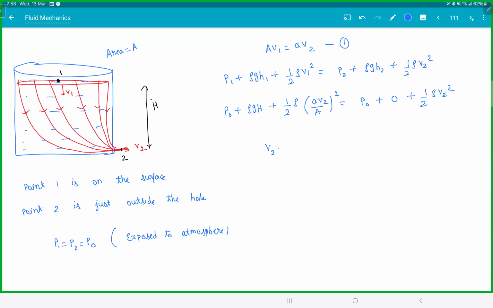P0 will cancel. You end up with V2 equal to root 2gh by root over 1 minus a square by A square. This is a result which you need to mug up. And remember, h is the height of the liquid above the hole. h is not the height of the container.